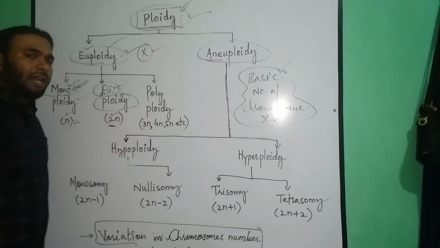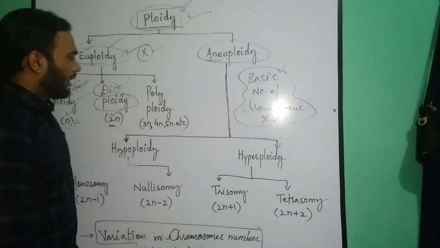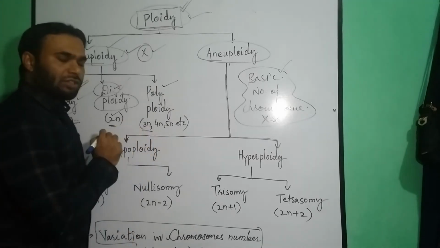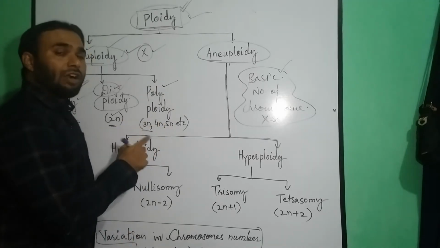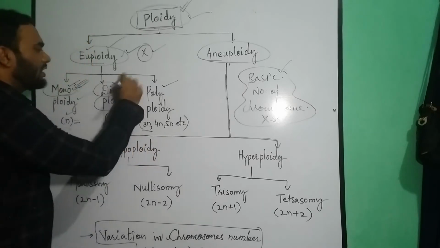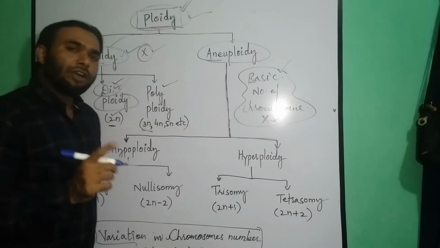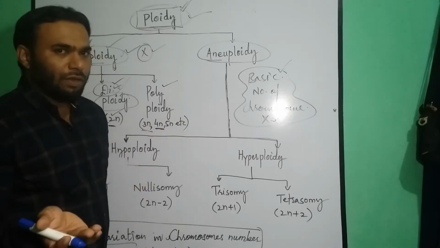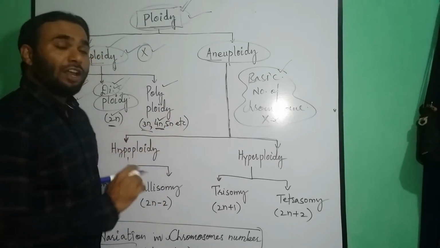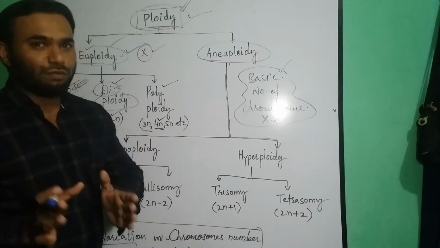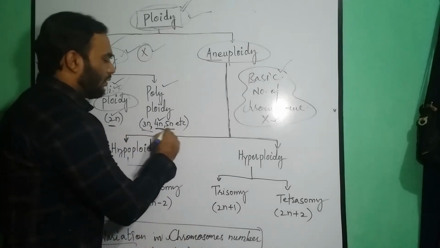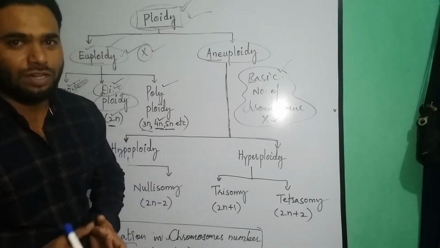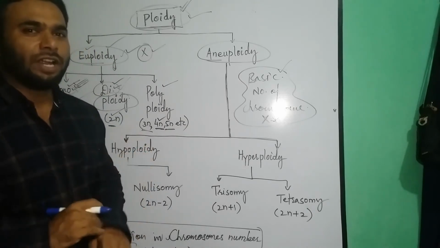It is indicated by 2n, and more than 2 it may be 3, which is indicated by 3n. This is called triploidy, meaning 3 sets of chromosomes. Next will be 4n, called tetraploidy, because tetra means 4, meaning 4 sets of chromosomes. Likewise 5n means pentaploidy, meaning 5 sets of chromosomes. Dear students, I hope you are getting it and you are not getting bored.